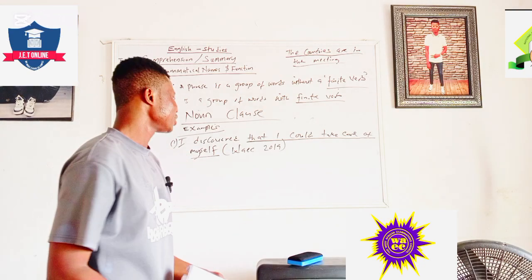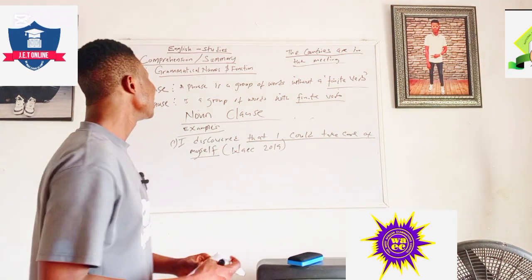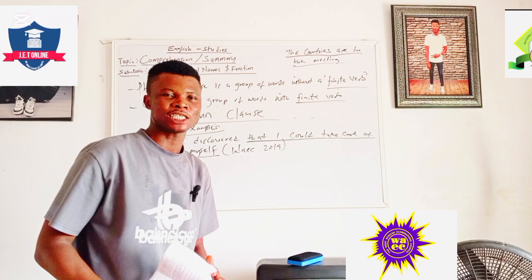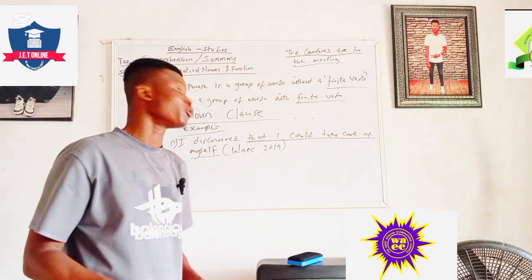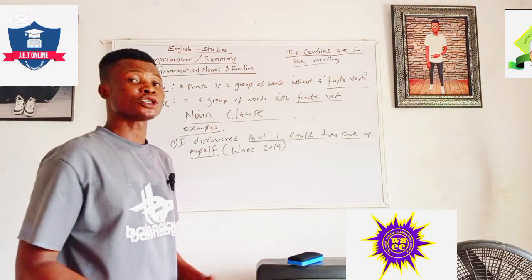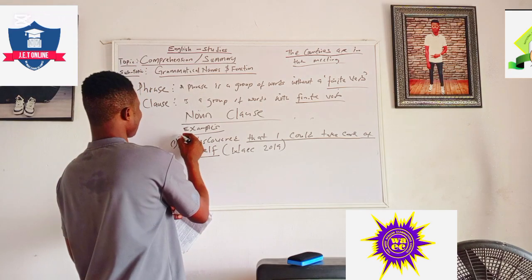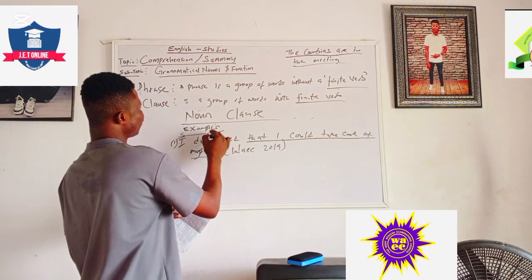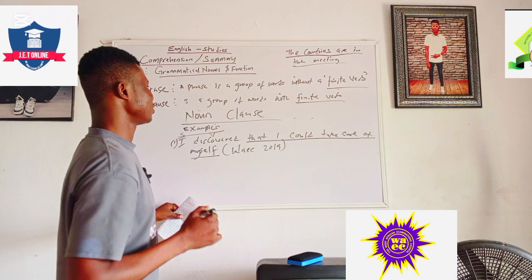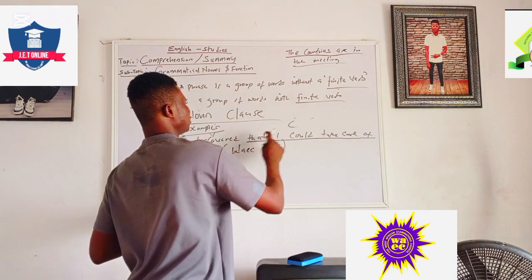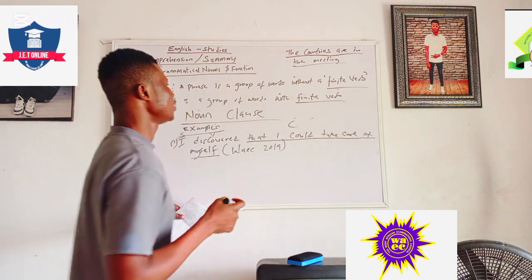Then what type of clause is this? This is a noun clause. Why? Because it is occupying the complement position. In the whole sentence, our subject is what? I. Then the verb is what? Discovered. Then this is our complement. That I could take care of myself is a complement.